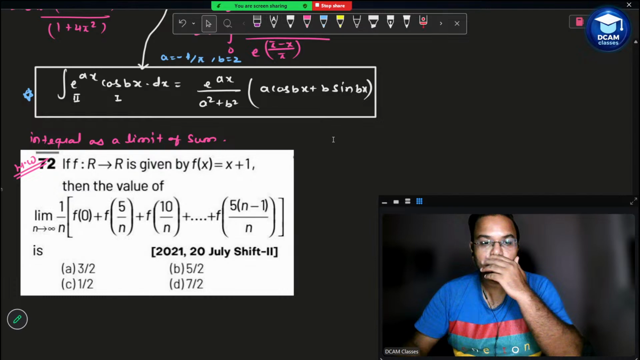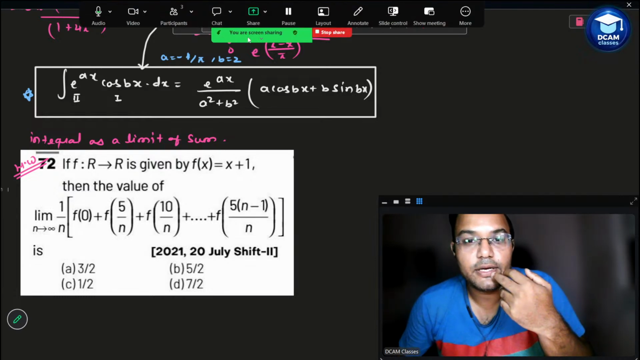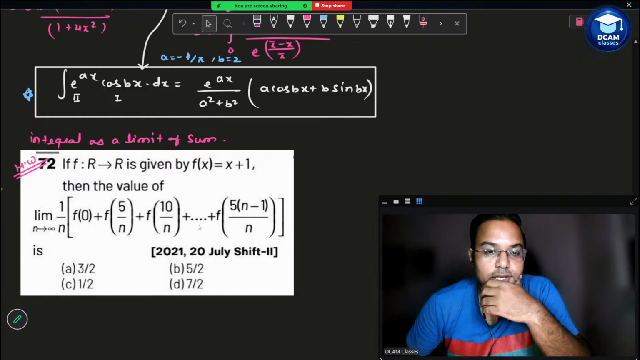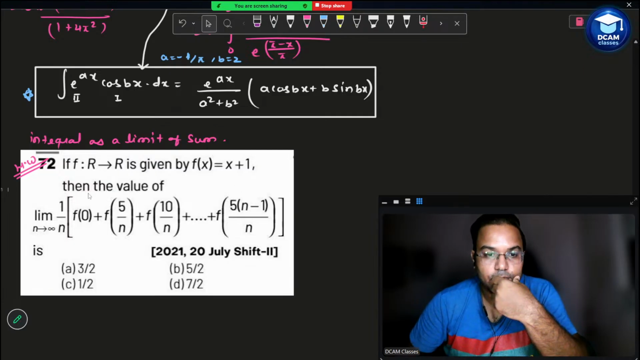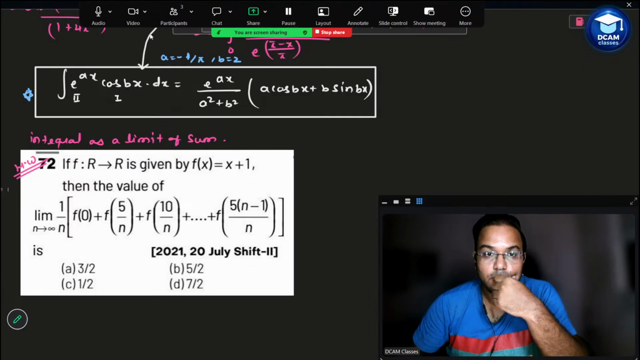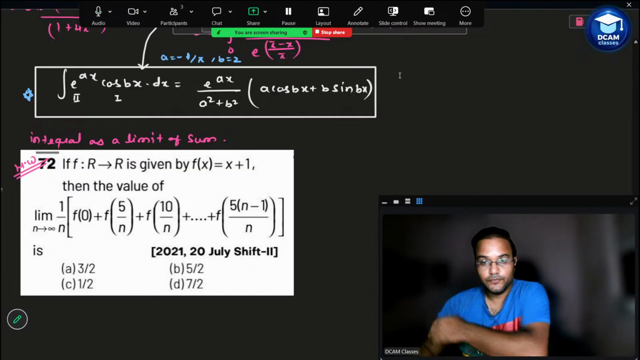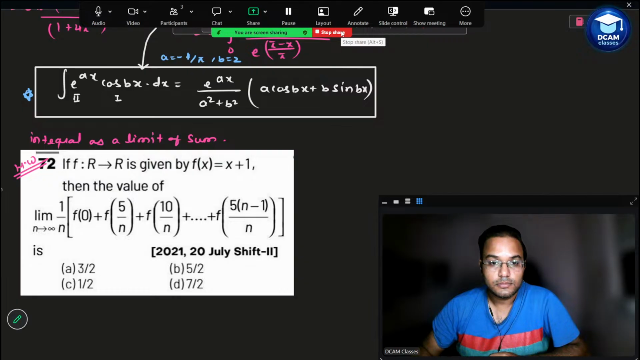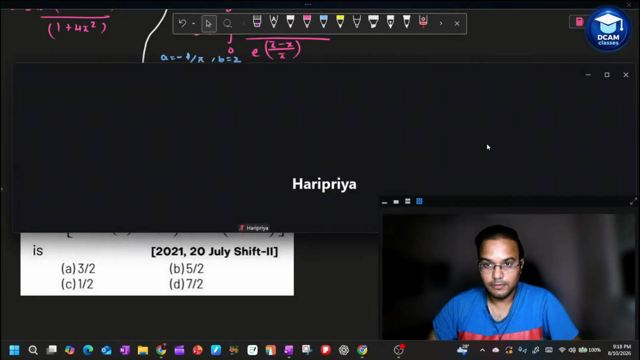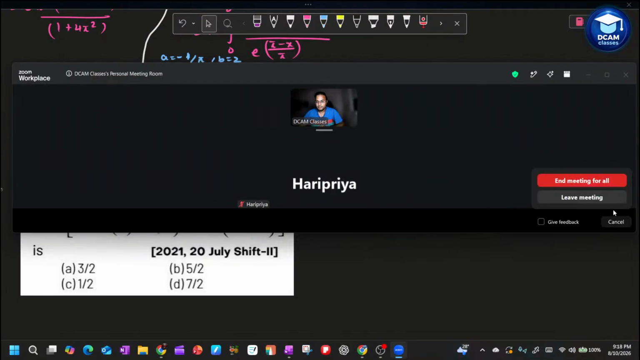Okay, Haripriya, I did not say anything. The integral as a limit of sum only we did. We revised. And then this question I have given to solve. Okay, Haripriya, let's end the class then. You try to do this as homework. Okay. Okay, Samrit. Bye-bye.